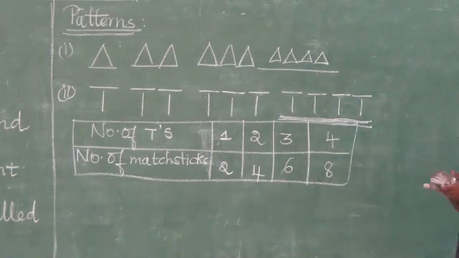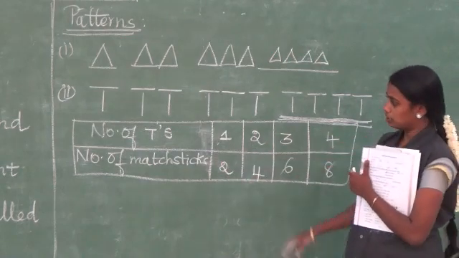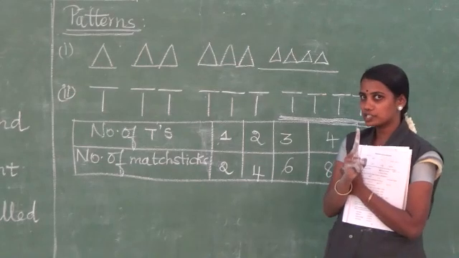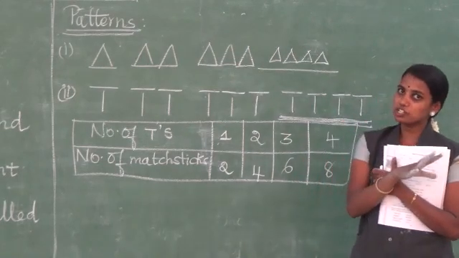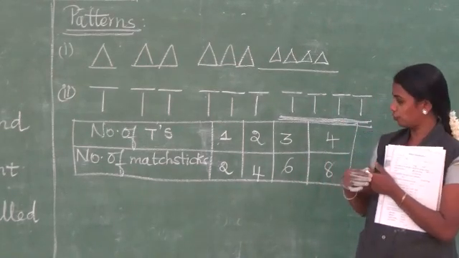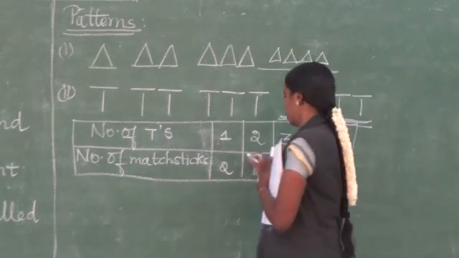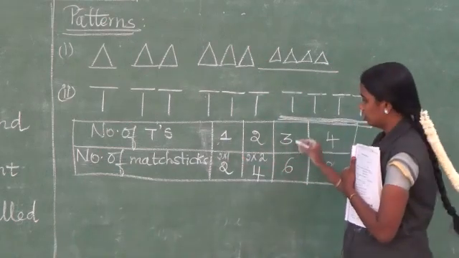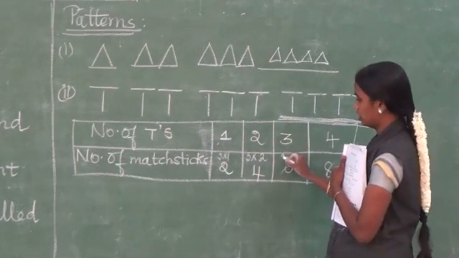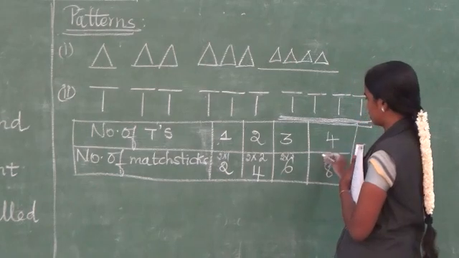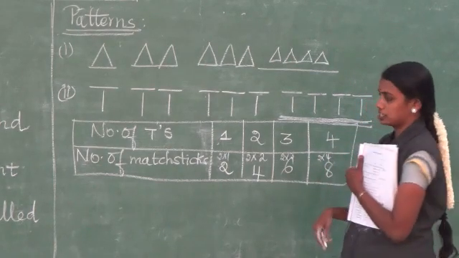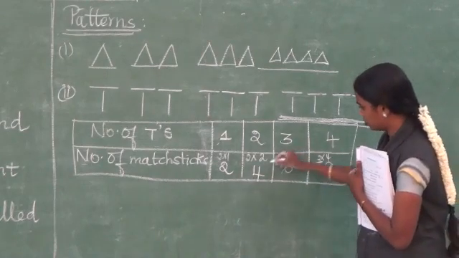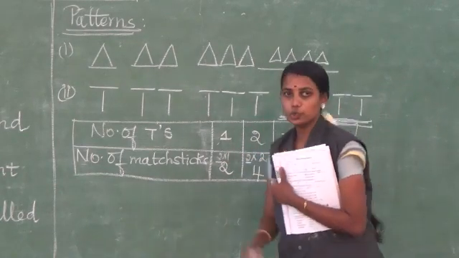Okay. Now, listen, come to the table. 1T, how many matchsticks? 2 matchsticks. 2T means what will you do? 2 2s are 4. Yes or no? Here 2 1s are 2. Next here, how many T's are there? 3. So 2 3s are 6. Here 2 4s are 8. The 2 is fixed. Yes or no? Everywhere 2 comes. 2 is the fixed one.